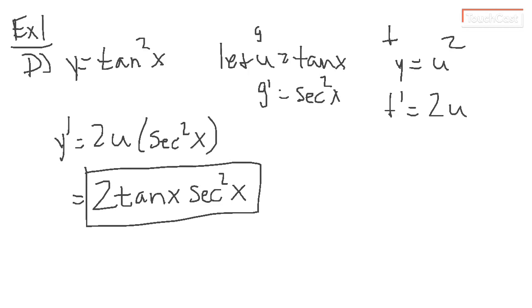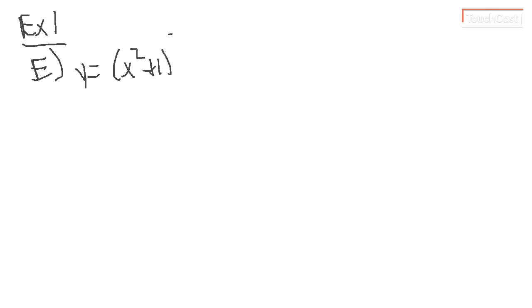I've got one more in here we can look at. Let's look at example 1e. We'll have y equals the quantity x squared plus 1 cubed. If I do have parentheses involved, what I'm going to do is take whatever's in parentheses and say that is equal to u. So here I'm going to have x squared plus 1 equals u, and then y is going to equal u cubed.